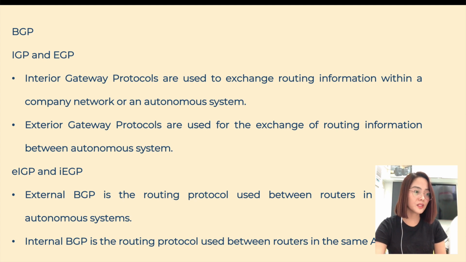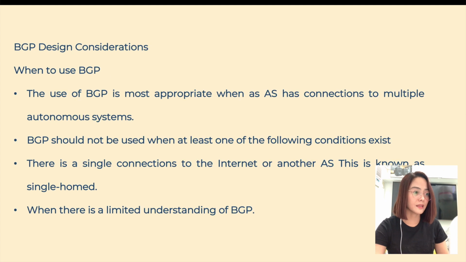BGP. IGPs, or interior gateway protocols, are used to exchange routing information within a company network or an autonomous system. Exterior gateway protocols, or EGPs, are used for the exchange of routing information between autonomous systems. External BGP, or eBGP, is a routing protocol used between routers in different autonomous systems. Internal BGP, or iBGP, is a routing protocol used between routers in the same AS.